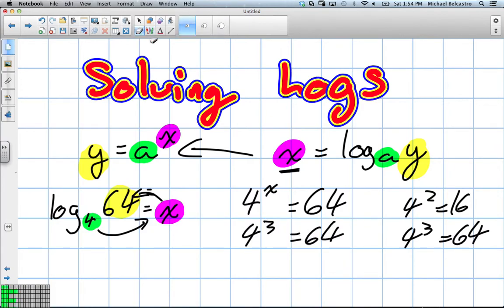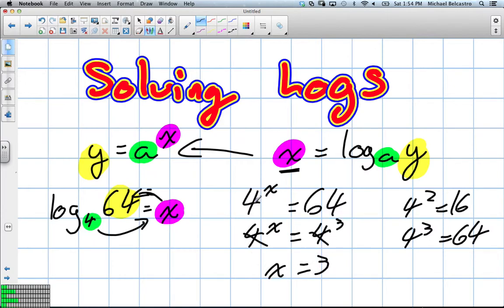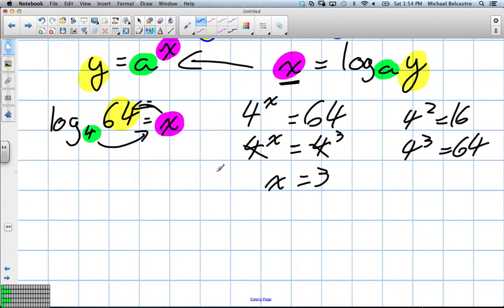All right, what I'll do is I'll write 4 to the x is equal to, and I'll rewrite 64 as 4 to the power of 3 because they're equivalent, which then means these bases you can get rid of, and x is equal to 3. Okay, let's see if we can quickly run through another.